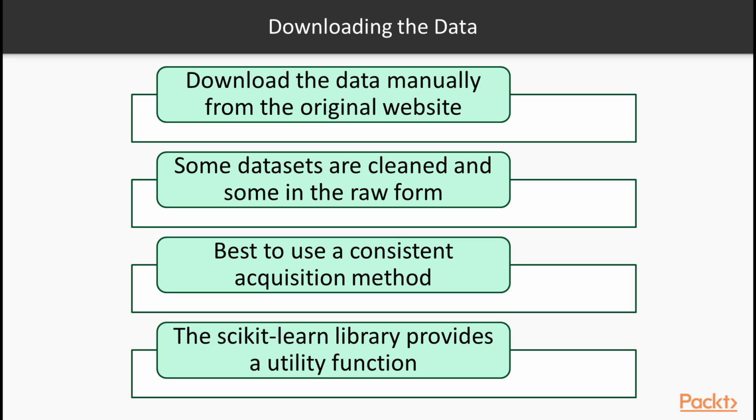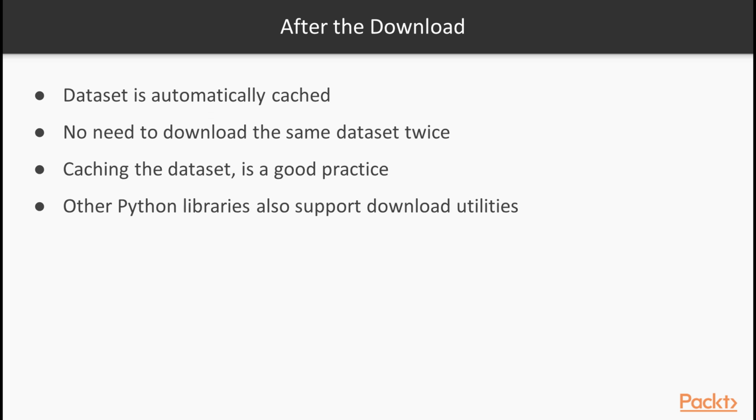The scikit-learn library provides a utility function for loading the dataset. Once the dataset is downloaded, it is automatically cached. We won't need to download the same dataset twice. In most cases, caching the dataset, especially a relatively small one, is considered good practice. Other Python libraries also support download utilities, but not all of them implement automatic caching. This is another reason why we love scikit-learn.